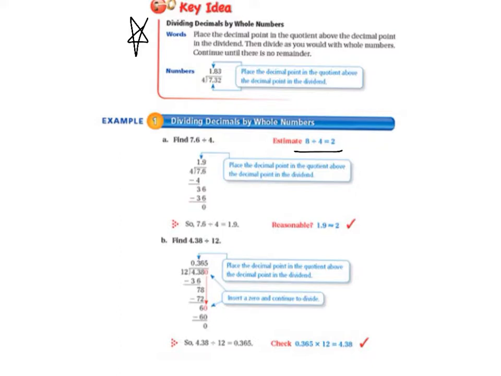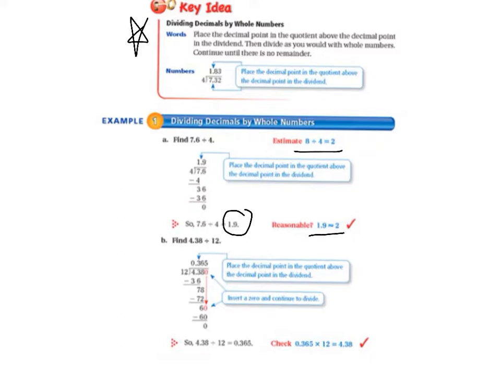So we know that 4 goes into 7 one time, and we subtract. We go 4 times 1 is 4. 7 minus 4 equals 3. And then we bring down our 6, and 4 goes into 36 9 times. So 4 times 9 is 36. 36 minus 36 is 0. So instead of our quotient being 19, like it would be if this were a whole number, our quotient is 1 and 9/10. Is that reasonable? Is 1 and 9/10 close to 2? Yes, it is. So we must have done something right.